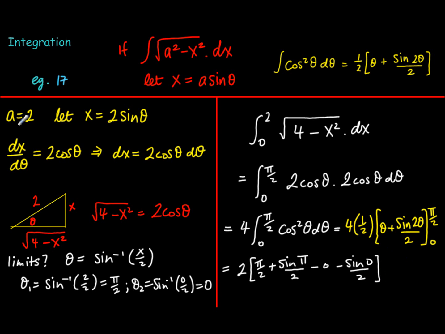Now what's interesting here, of the 4 terms inside the brackets, sine of pi is 0, 0, 0, and sine of 0 is 0. So really we're just left with 2 times pi over 2, and that's equal to pi. A very nice result for a difficult question.